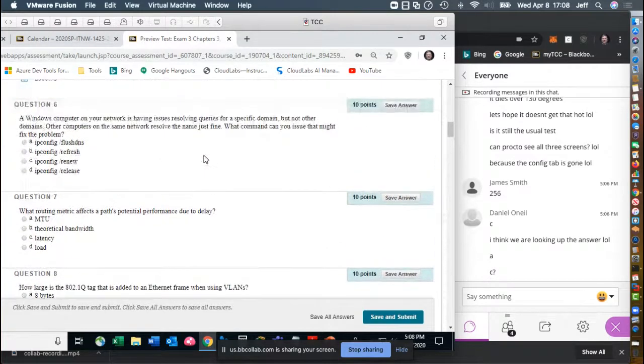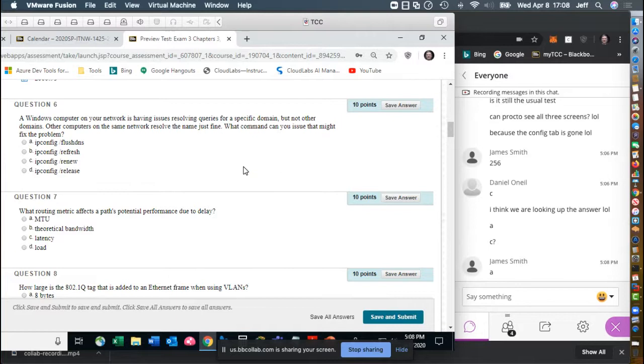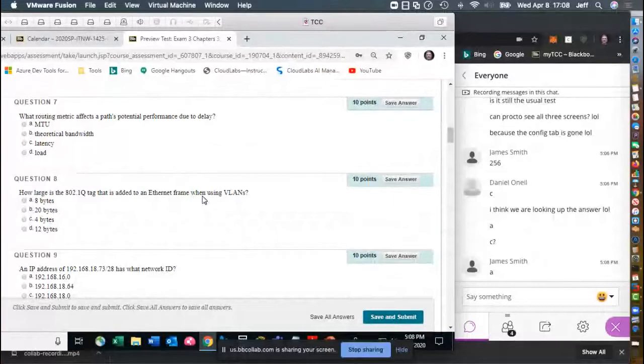All right. A Windows computer on your network is having issues resolving queries for a specific domain, but not other domains. Other computers on the same network resolve the name just fine. What command can you issue that might fix the problem? A, yep, flush the DNS. It's very likely you have an old cache setting.